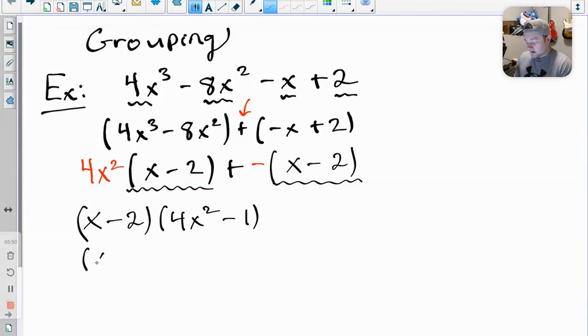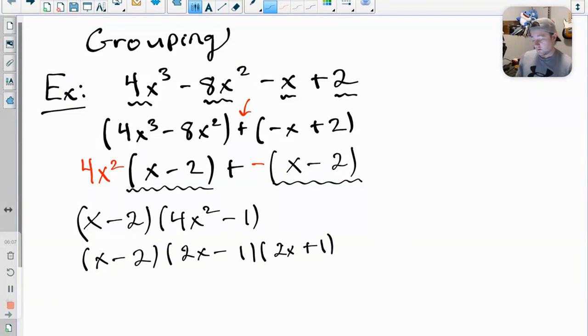Now, oftentimes you might have something that simplifies a little bit more beyond. So if you look at this, this is a difference of squares. We've got a perfect square, subtract another perfect square, so it ends up being 2x minus 1, and then 2x plus 1, just like that. So that's the factored form.